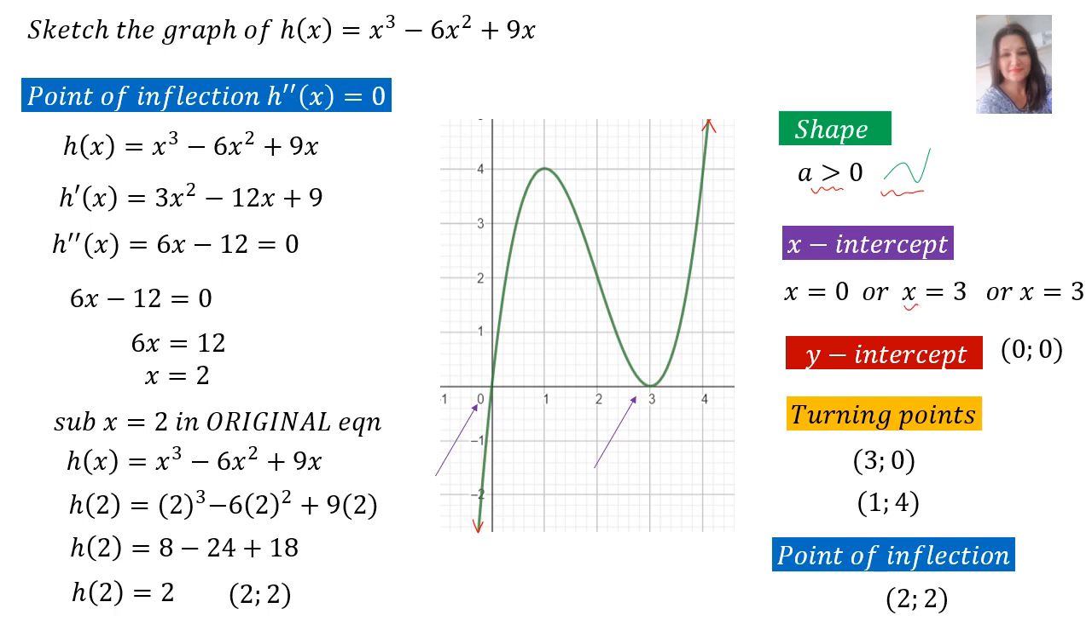Now the fact that there's two x values, can you see this is the point where the graph hops and turns. The y-intercept is at the point (0, 0), and then the turning points are there at (3, 0), that's where your graph hops and turns, and then your other turning point is the point (1, 4) up there. And then our point of inflection is at the point (2, 2).